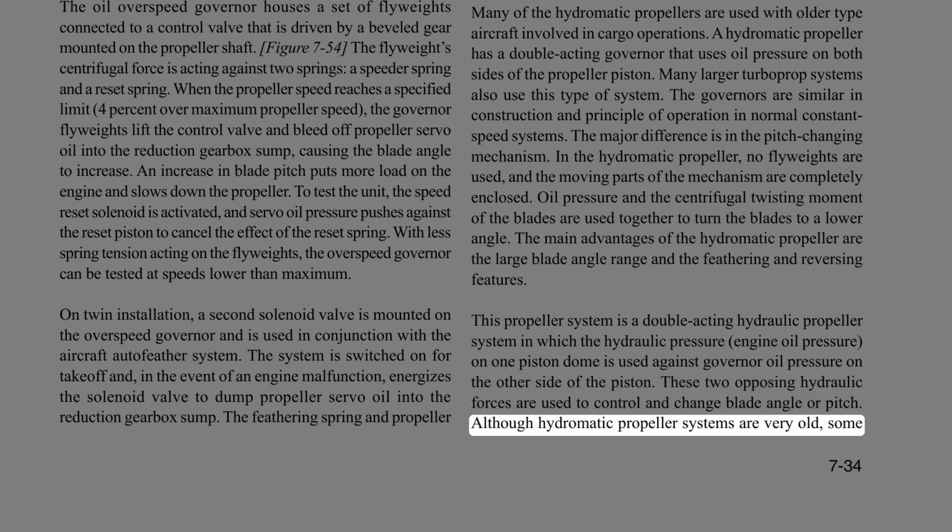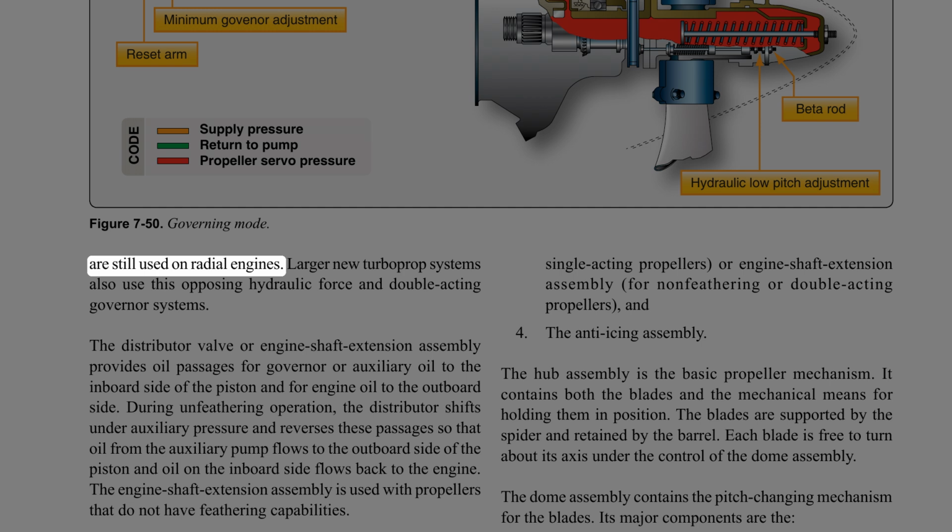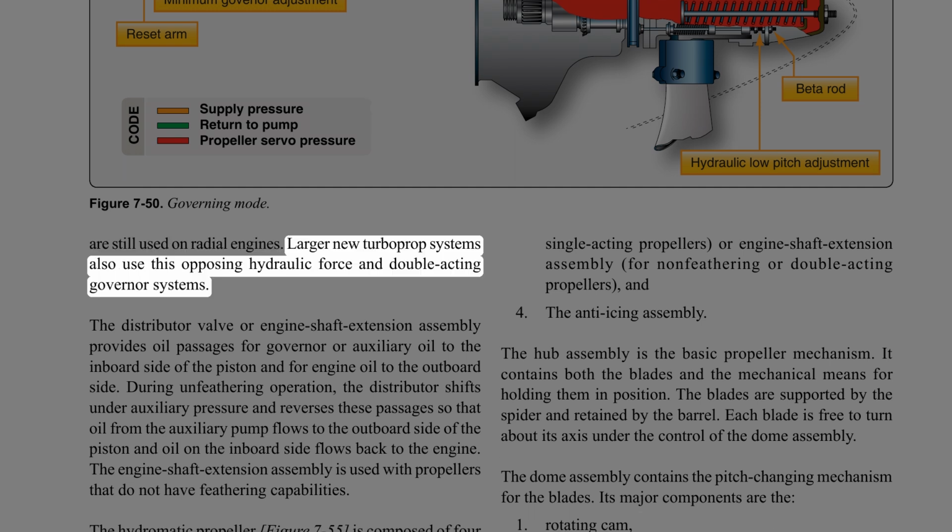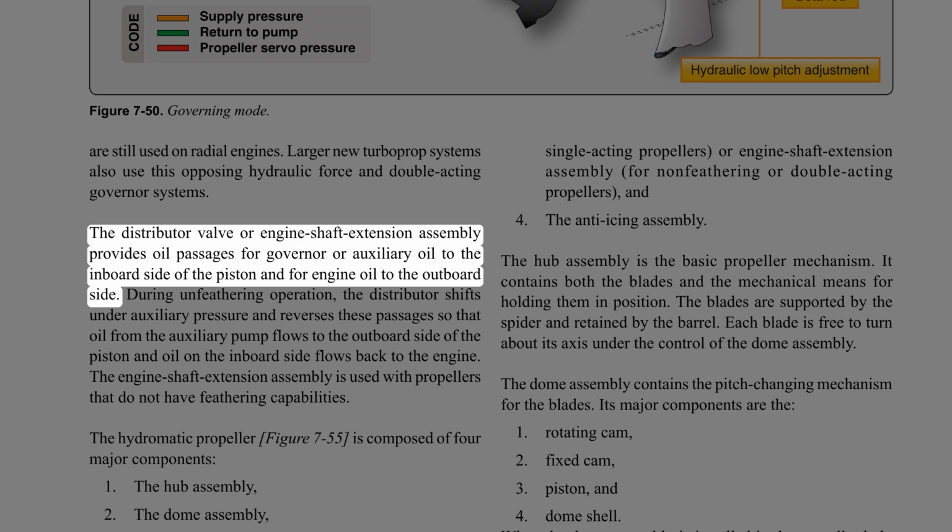Although hydromatic propeller systems are very old, some are still used on radial engines. Larger new turboprop systems also use this opposing hydraulic force and double-acting governor systems. The distributor valve or engine shaft extension assembly provides oil passages for governor or auxiliary oil to the inboard side of the piston and for engine oil to the outboard side.